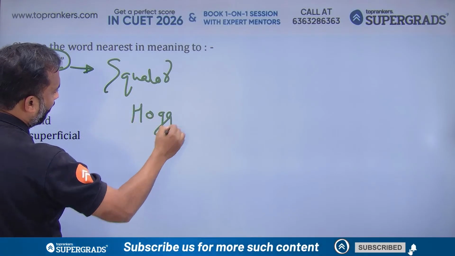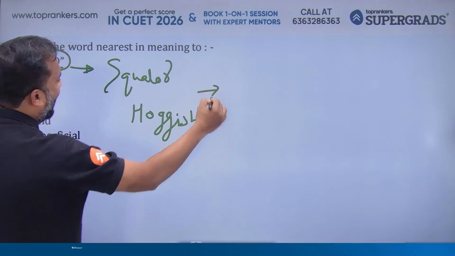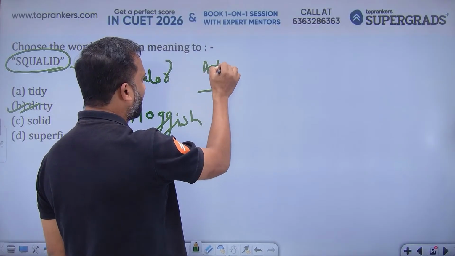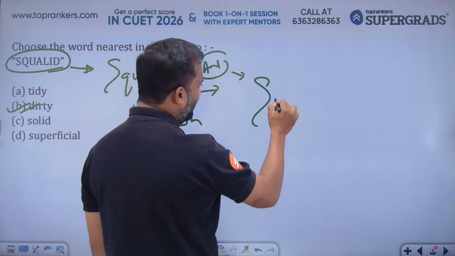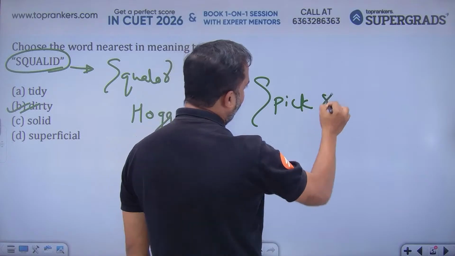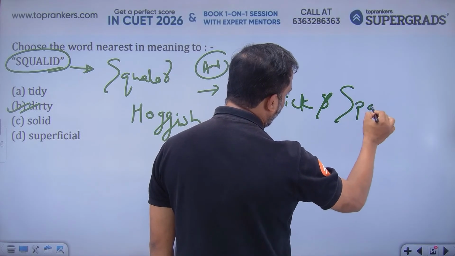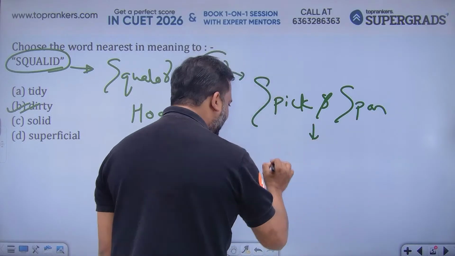And the antonym, इसका opposite आप लिख सकते हो, there is an idiom spick and span. Spick and span, that means neat and clean.